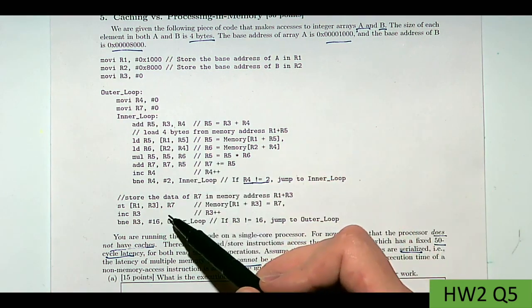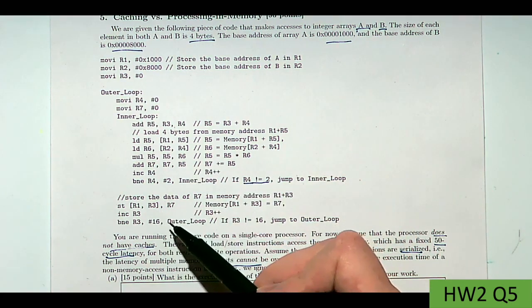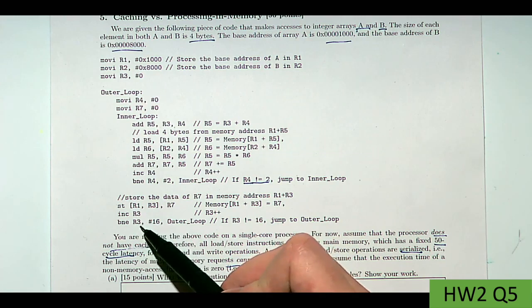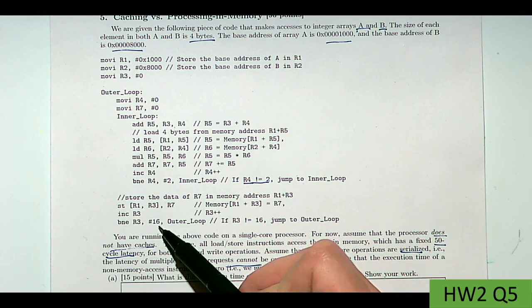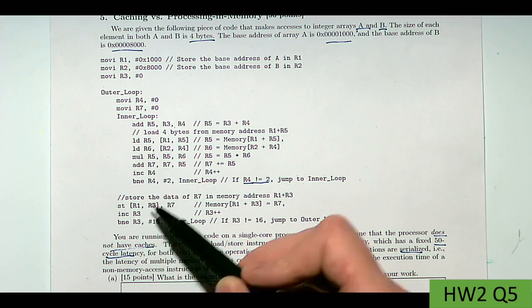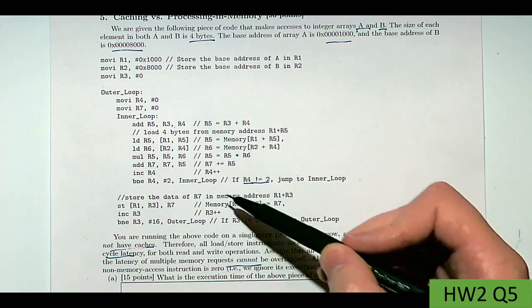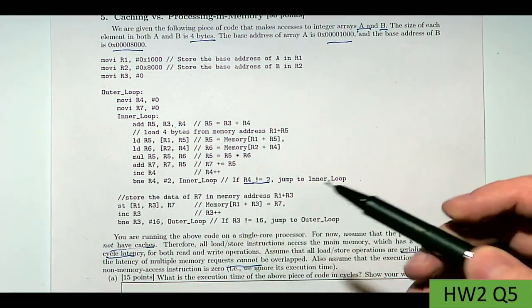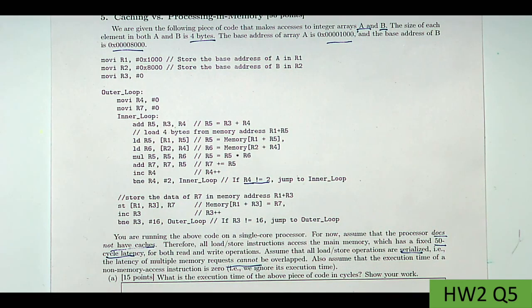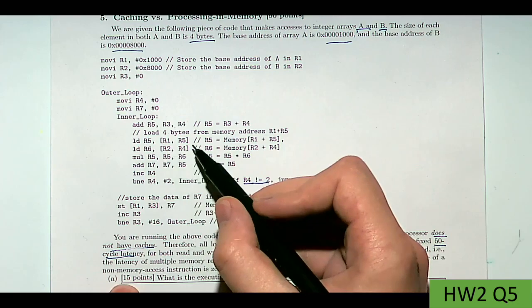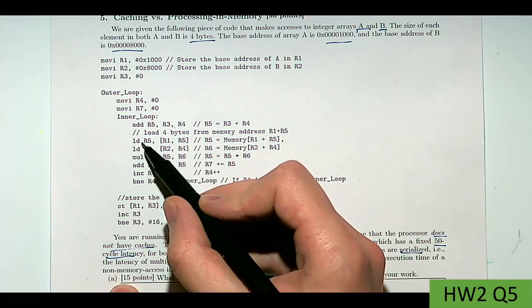And then the outer loop will execute how many times? So here it will branch on R3 equals 16. And then we increment R3 here, and we set R3 at the beginning of the program. So this basically means the outer loop will iterate 16 times. And in each outer loop iteration, we will do the inner loop twice. Okay, in total, we have 32 inner loop iterations.